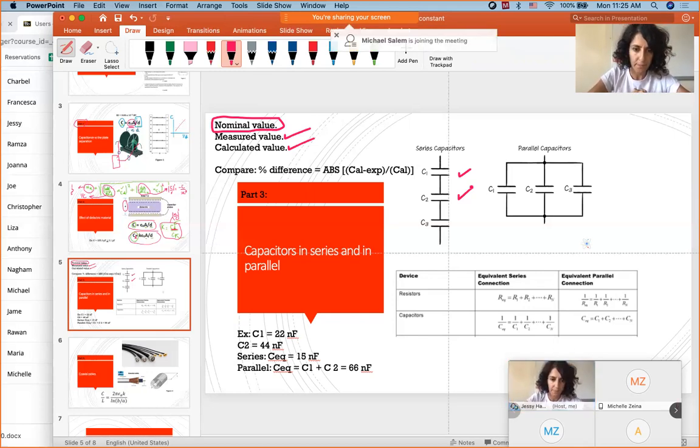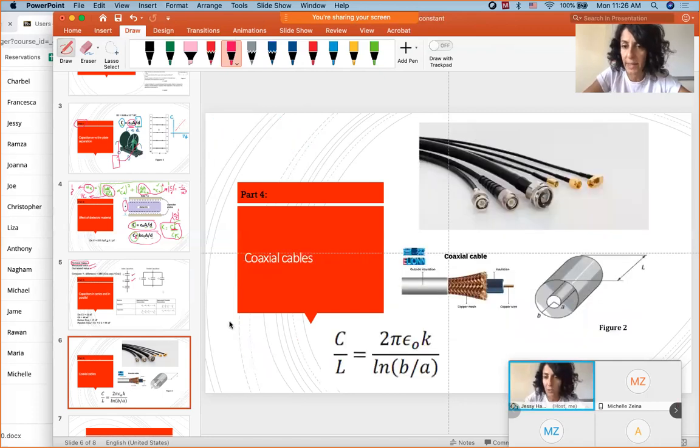Okay? I'm done with part 3. So part 3 needs you to do some calculations, but nothing really difficult on the experimental level. The experimental level will be dealt with by myself. Now part 4, you will be given coaxial cable.